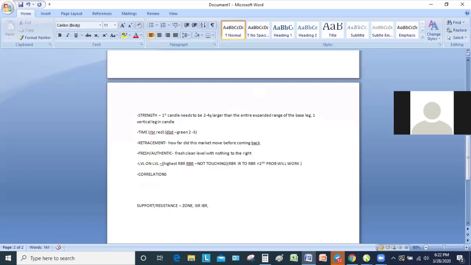Meaning the rally-base-rallies, the drop-base-rallies, the rally-base-drops, and the drop-base-drops. So the highest probability that it's going to work in your favor is when you get closer to the actual zone or the institutional unfilled orders themselves, that range. What happens is you can find support and resistance more so than not in a ranging market. It's always in a range-bound market. And the range-bound can be channeling uptrend. It could be channeling downtrend.